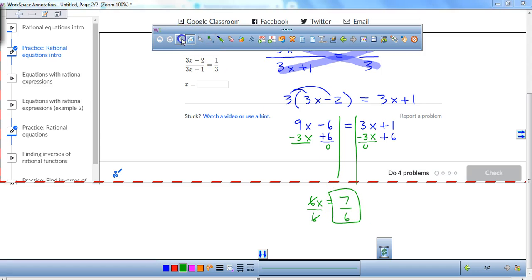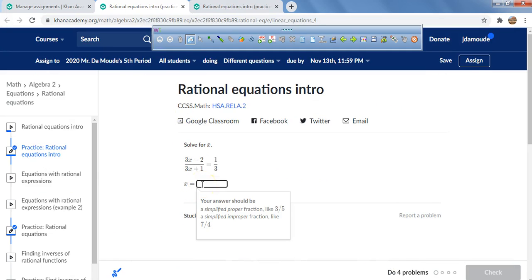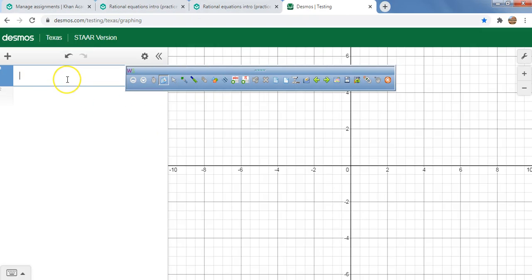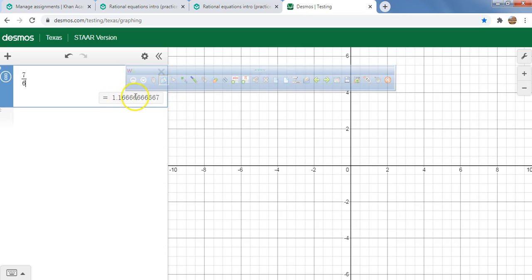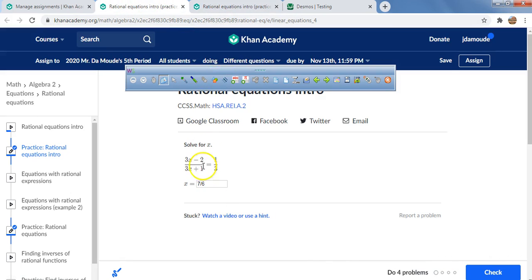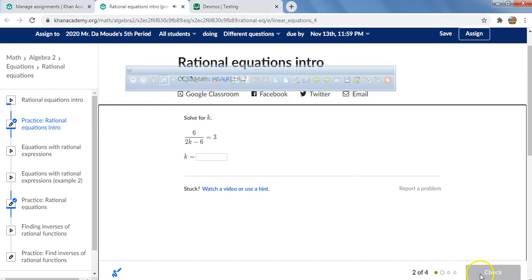Now, it's very important that you type in 7 divided by 6, okay? What I'm saying is, here, I'll go to Desmos real quick. It would be bad if I did 7 divided by 6, and you try to type in 1.1666666 repeating, and eventually it rounds to a 7. That's a repeating decimal. Don't ever type that into the Khan Academy. That would be bad. Okay, let's go to the next one.